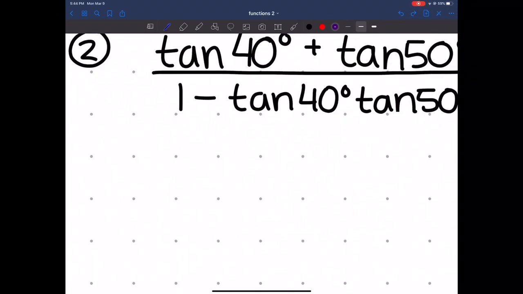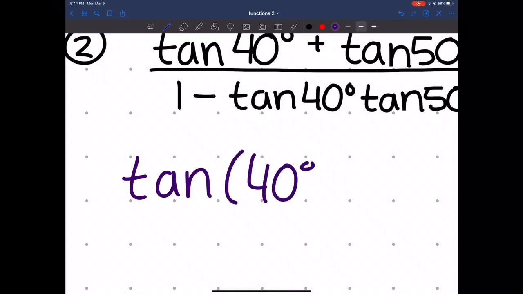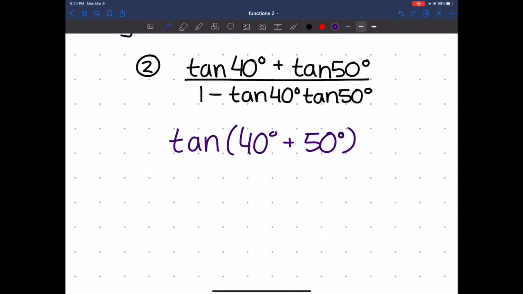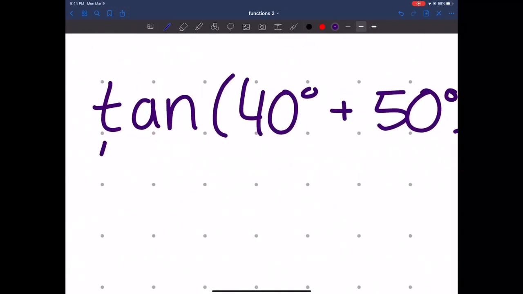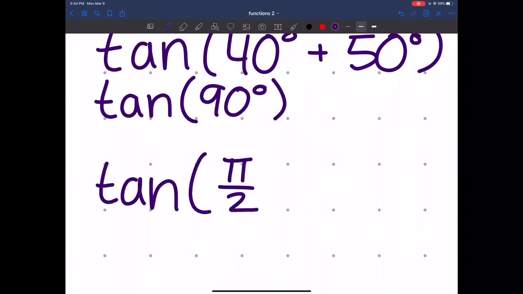If we were to rewrite this whole thing, this would just easily be tan of 40 degrees plus 50 degrees, following the addition formula. Then you just add them up, which gives you 90 degrees. And 90 degrees is great because it's an angle we've worked in before, and we can turn that into a radian we've worked with before: tan pi over 2.